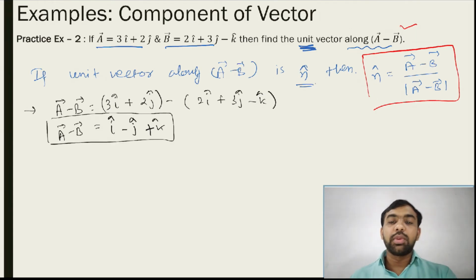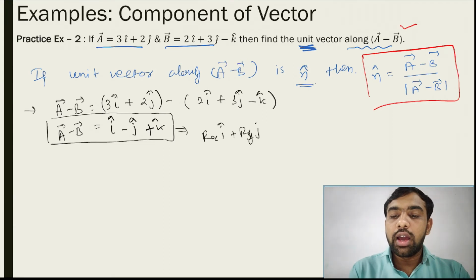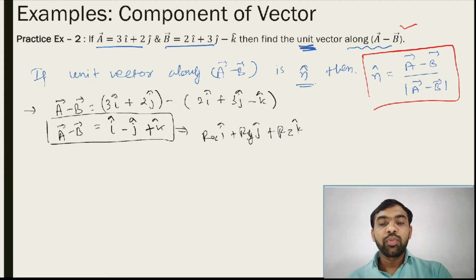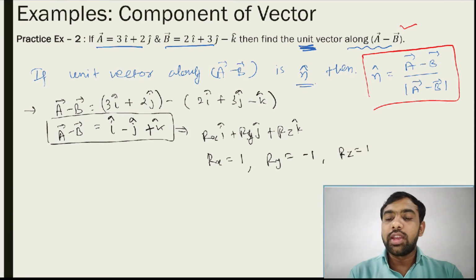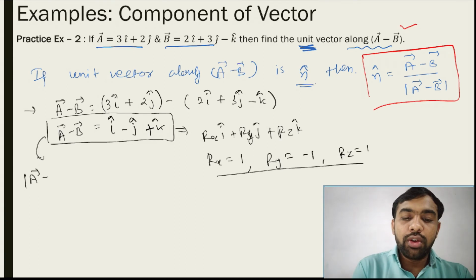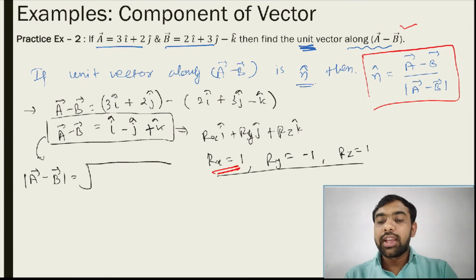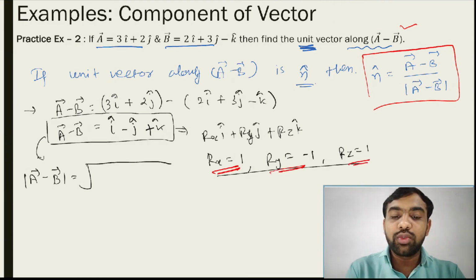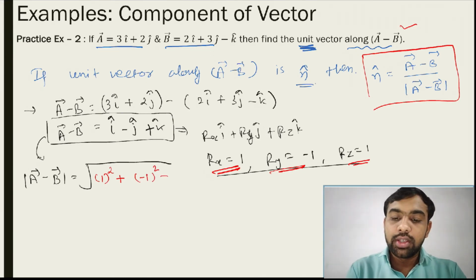So first we get the answer of A minus B. Now find the magnitude. A three-dimensional vector is rx i plus ry j plus rz k. So rx is 1, ry is -1, and rz is 1. The magnitude of A minus B is under root rx square plus ry square plus rz square. For any three-dimensional vector, the magnitude is under root first component square plus second component square plus third component square. The first component is 1, the second component is -1, and the third component is 1. So square the first component, plus the second component square, so -1 square, plus third component square.